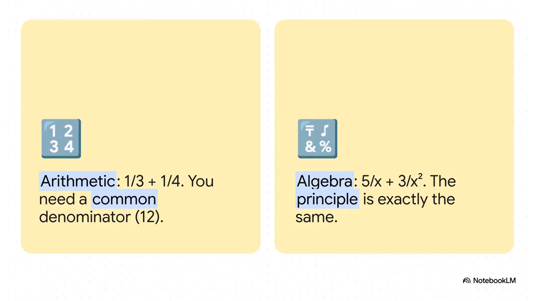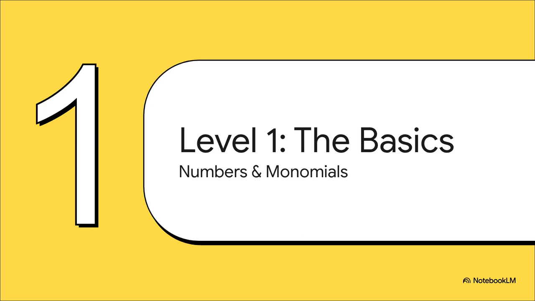Think about it like this. On the left, with simple numbers, you know you need to find a common denominator, in this case 12, to solve it. Well, on the right, with all the algebra, the principle is exactly the same. The pieces look different, sure, but how you play the game is identical. So let's start at level 1, the absolute basics. We're going to look at problems where the denominators are just simple numbers or these single-term expressions we call monomials.